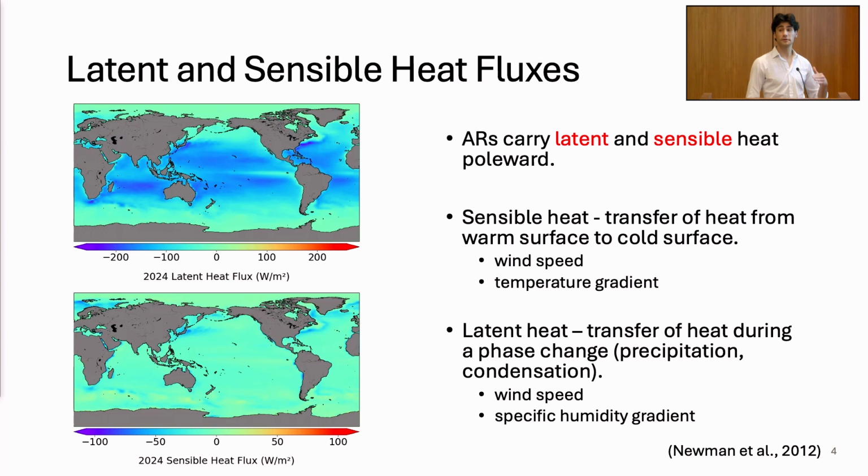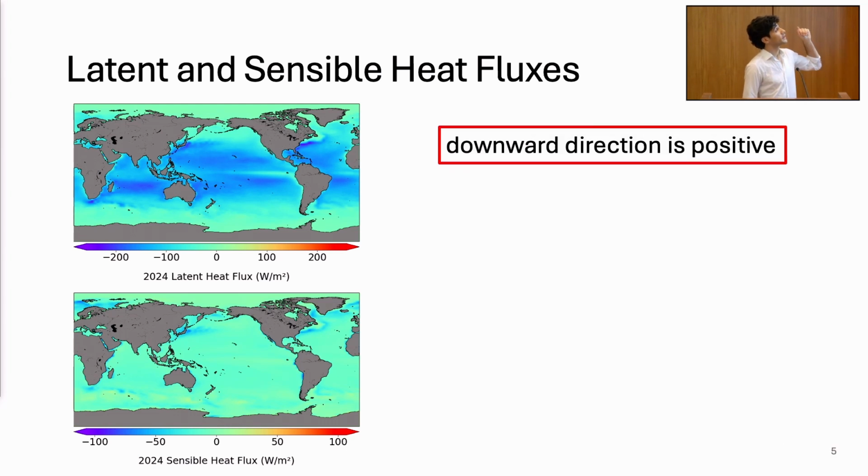ARs are very important because they transport sensible and latent heat. So what is sensible heat? Sensible heat is the transfer of heat from a warm surface to a cold surface. In the atmosphere, it depends on wind speed and the temperature gradient, the difference in temperatures. Latent heat is the transfer of heat that occurs during a phase change. So think of precipitation, melting, boiling, condensation, stuff like this. It is typical to define a radiation flux as downwards being positive. What I mean by that is heat being dumped from the atmosphere into the ocean. That's the downward positive direction.